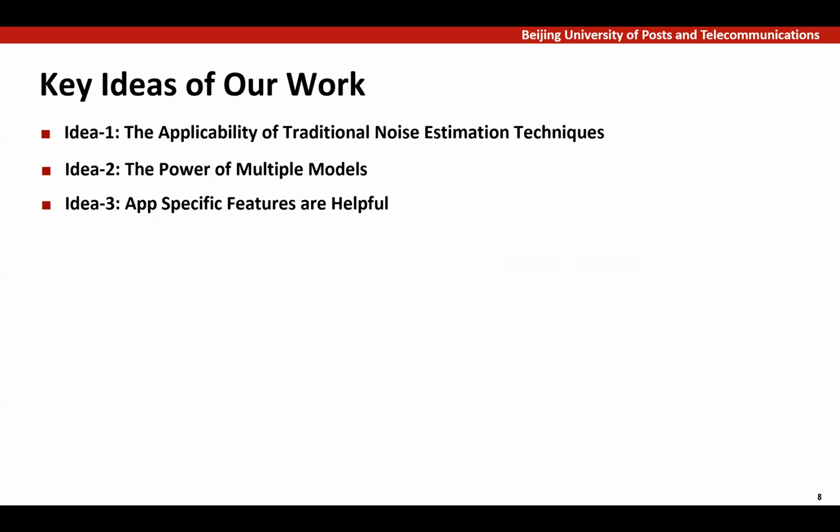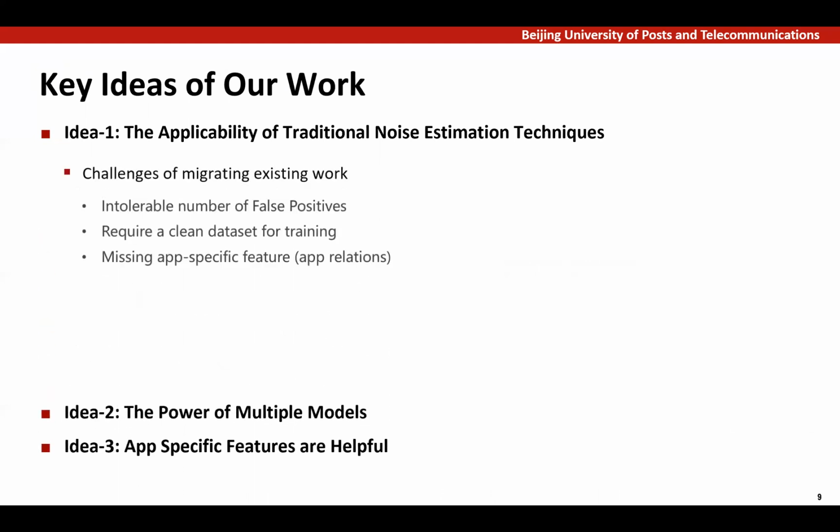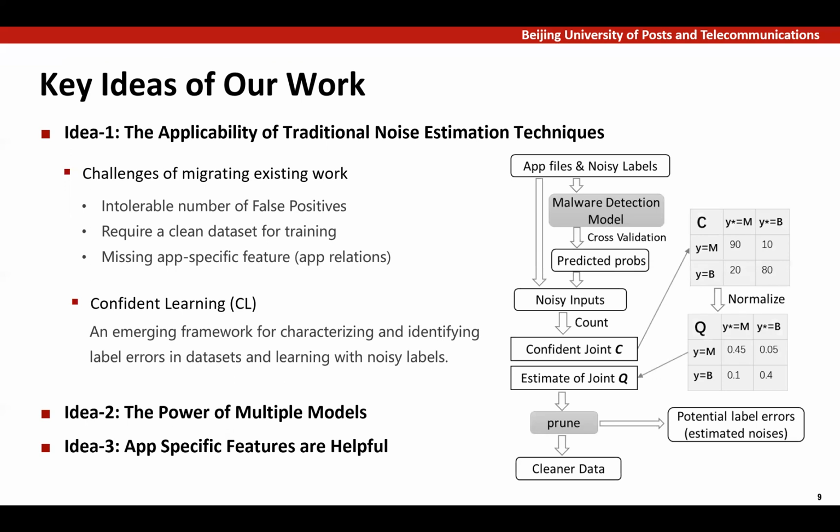In general, our key idea is to borrow existing noise handling methods to deal with the noise problem in machine learning-based Android malware detection. On this basis, we also come up with 2 ideas for improvement. First, our preliminary exploration revealed that while existing methods can be ported to deal with our task, they still present some challenges, such as some methods can generate an intolerable number of false positives. Nevertheless, among them, confident learning seems a viable method, as it performed the best during our preliminary exploration.